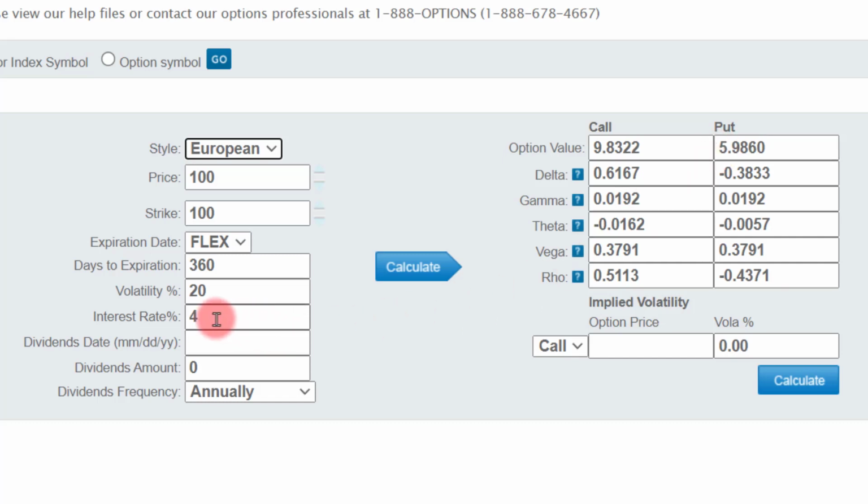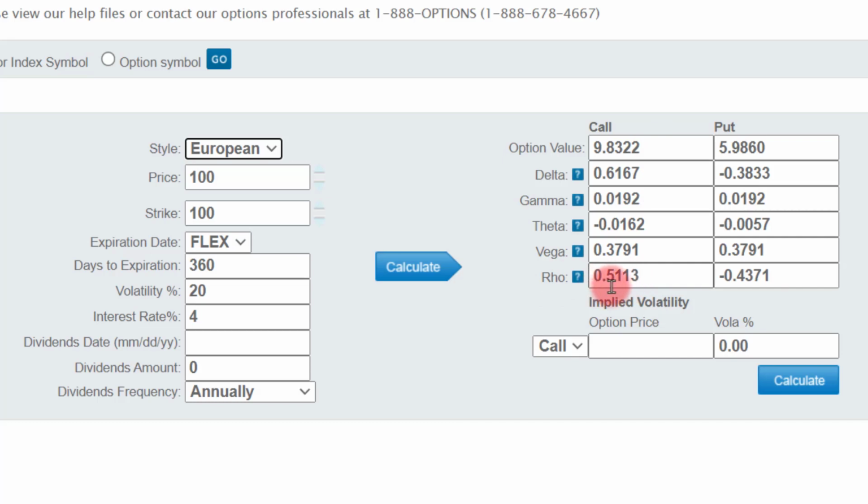If I increase the interest rate 1 tick or 1 percentage point, in other words, from 4 to 5, then we will increase the call price by some amount and we will decrease the put price by some amount. And this is exactly what rho shows us. So how much will that call option increase? About 51 cents. It's a positive number.